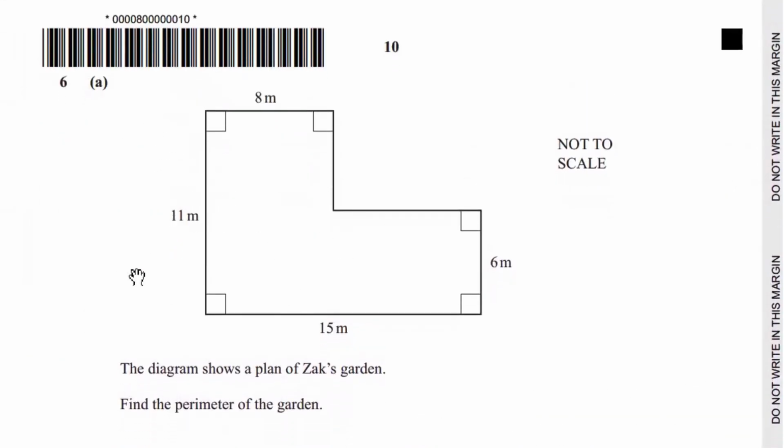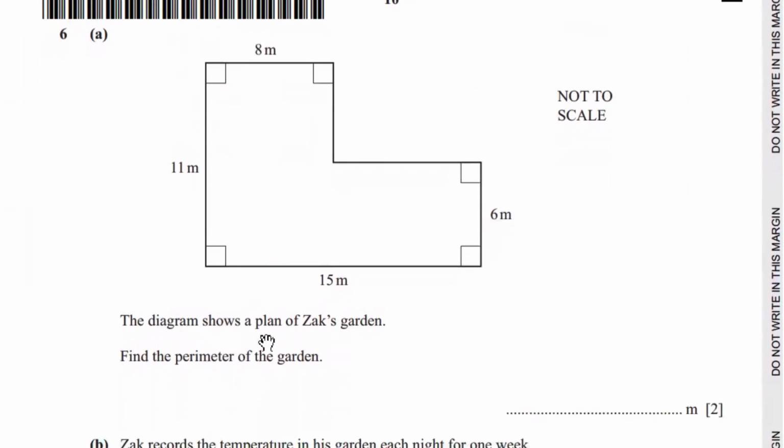Question 6 says, the diagram shows a plan of Zach's garden. Find the perimeter of the garden. For the perimeter, we need to add all of the lengths of the shape, which includes this, this, this, and this.